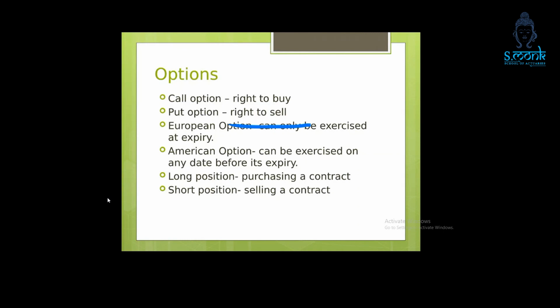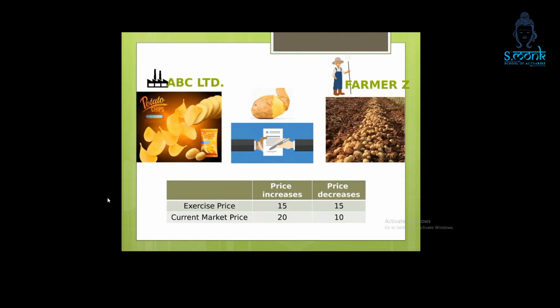In the example we considered, if ABC Limited had purchased a call option, that is, it went long on a call option, then it would have the right to not exercise the contract at 1000 when they were available at a cheaper price, that is 500 per contract. But being a seller of the option, the farmer Z has to sell the potatoes at rupees 1000 per quintal even when the market price is rupees 2000 per quintal.